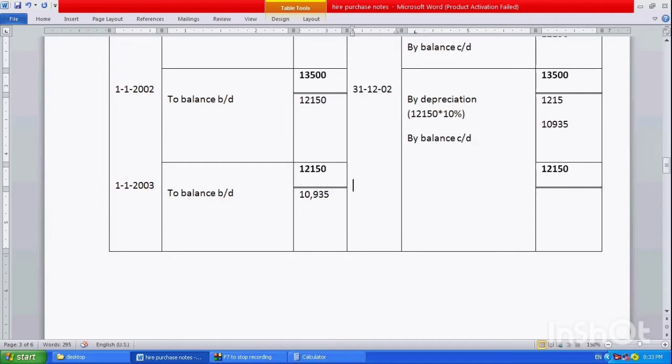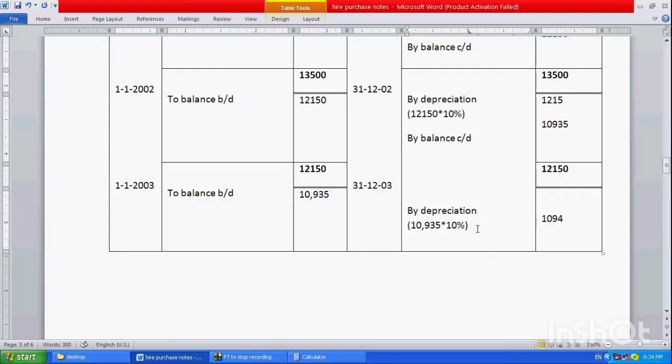Now calculate by depreciation. 31st December 2003 by depreciation, and depreciation should be calculated 10% on reducing balance method, means the remaining balance which we have to pay by depreciation. $10,935 into 10% means 1,094. You can take 93 or 94. 1,094.